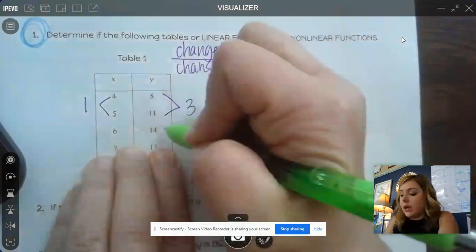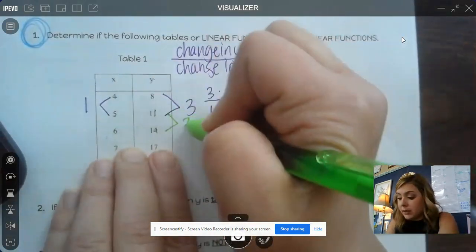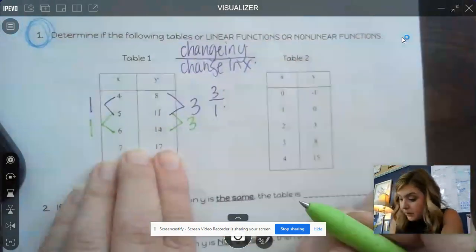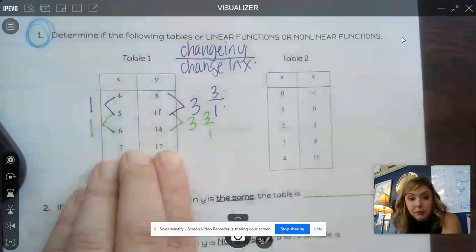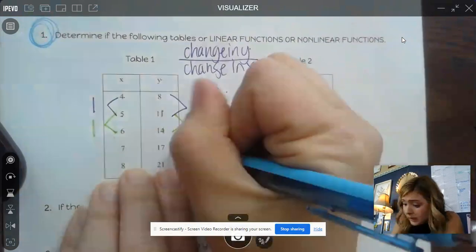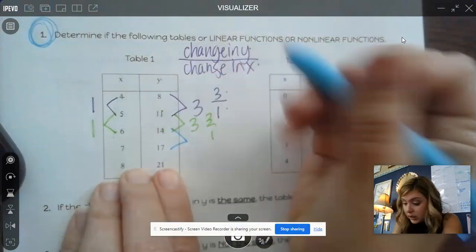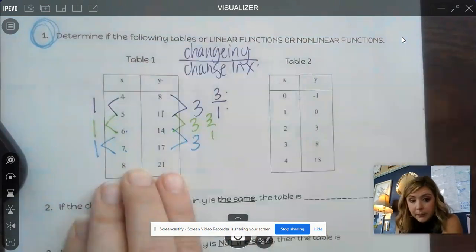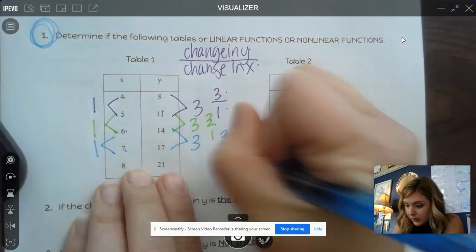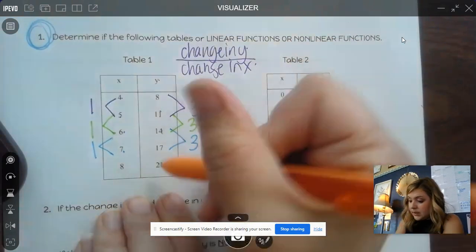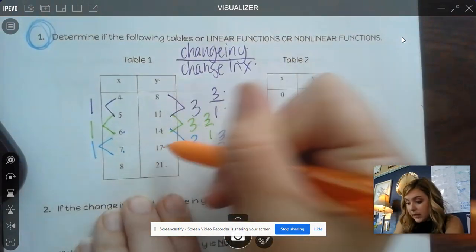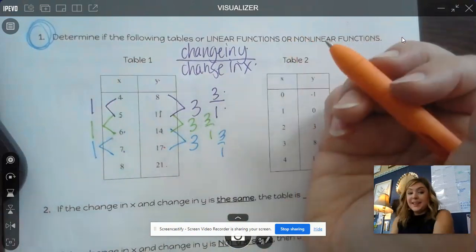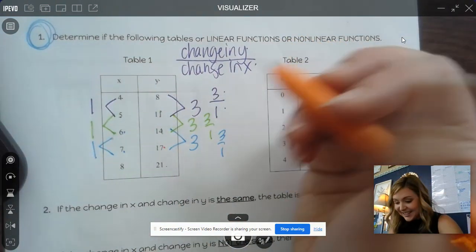So let's keep going. 14 to 11 is 3. 6 to 5 is 1. So again, so far so good. We have 3 over 1. 17 to 14 is 3, and 7 to 6 is 1. So still so far so good. Last one is 21 to 17, which is 20, 19, 18, 17.